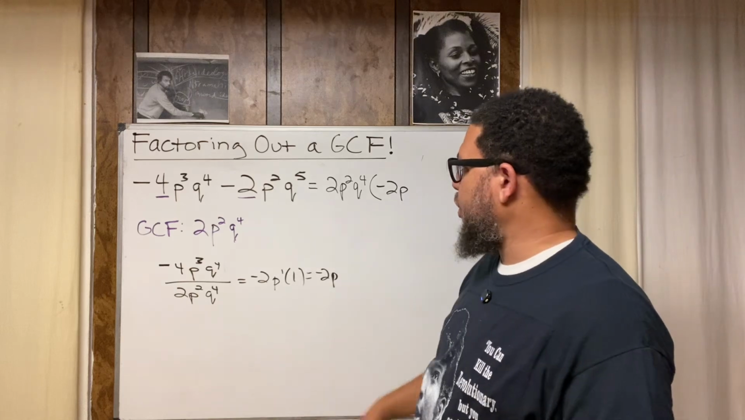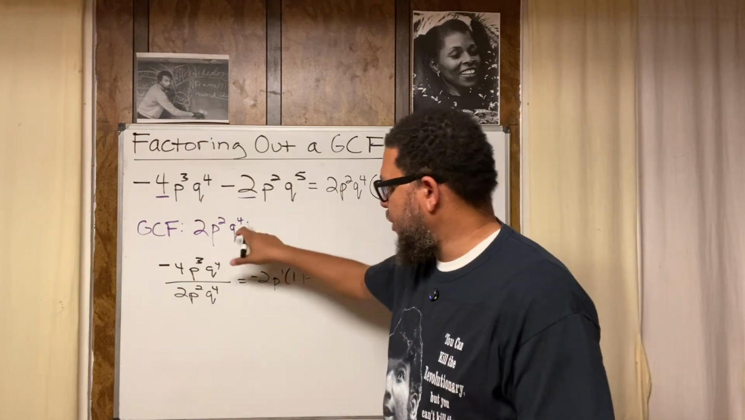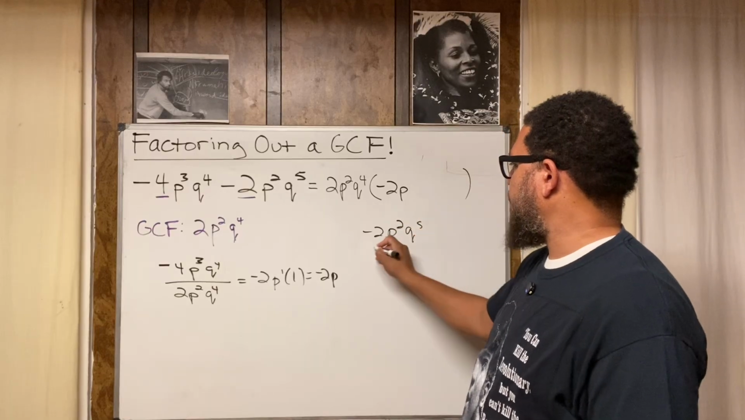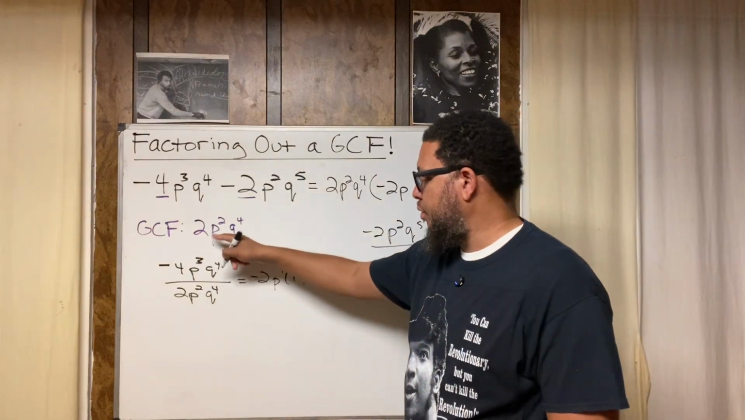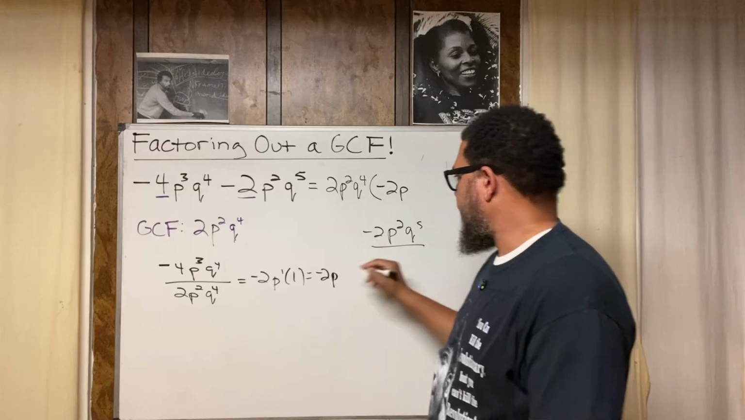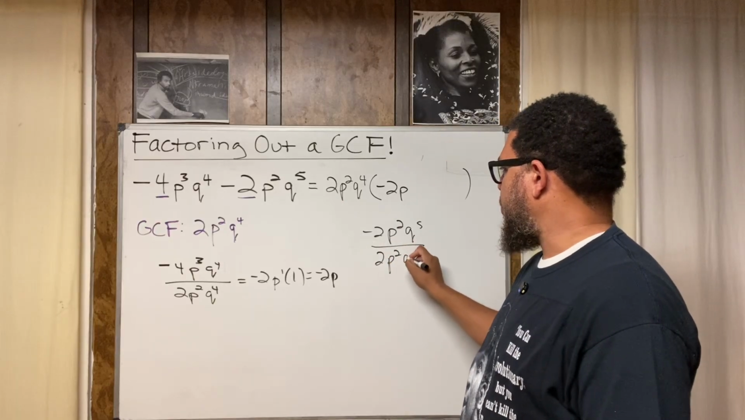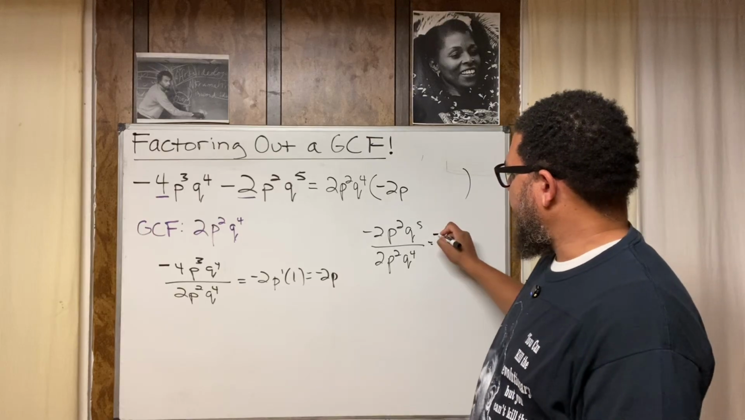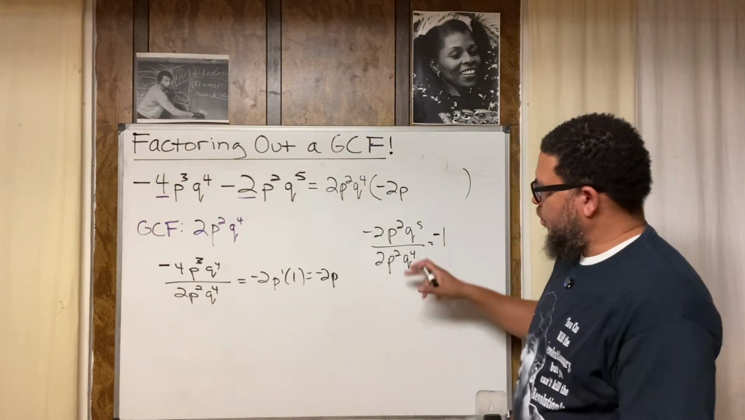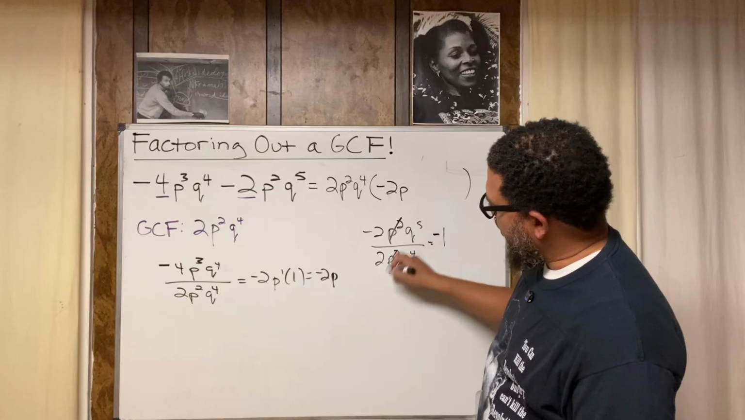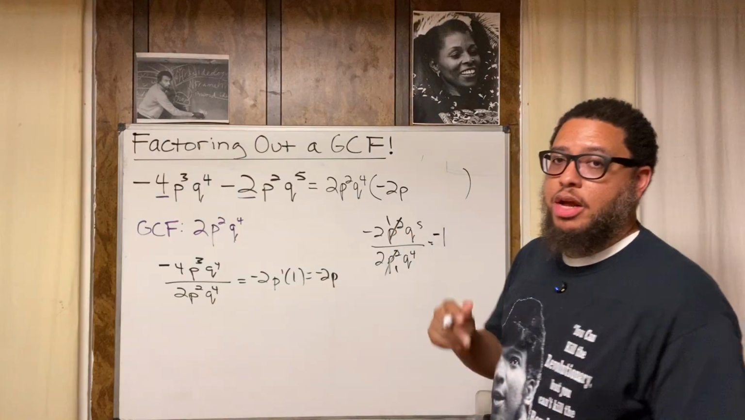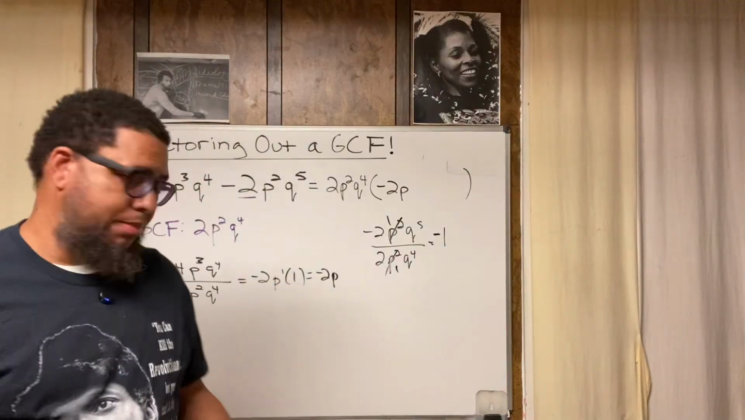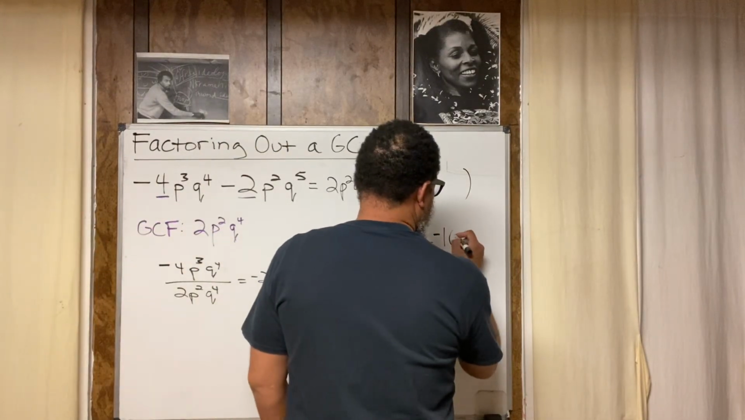Then we're going to do the same division. We're going to divide the second term by the GCF. So we're going to do negative 2p squared q to the fifth divided by the GCF, same thing, 2p squared q to the fourth. What's negative 2 divided by 2? Negative 1. What's p squared divided by p squared? Whenever you divide something by itself, the quotient is always 1. So we got times 1.